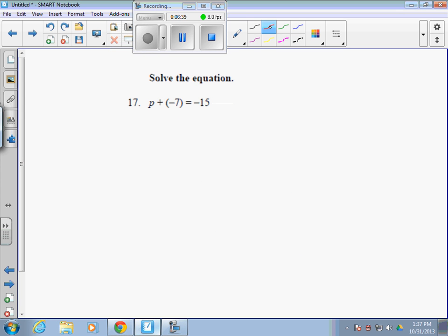Solving this equation, p plus a negative 7 is the same thing as p minus 7 equals negative 15. Undo that by adding 7 to both sides. P is negative 8.